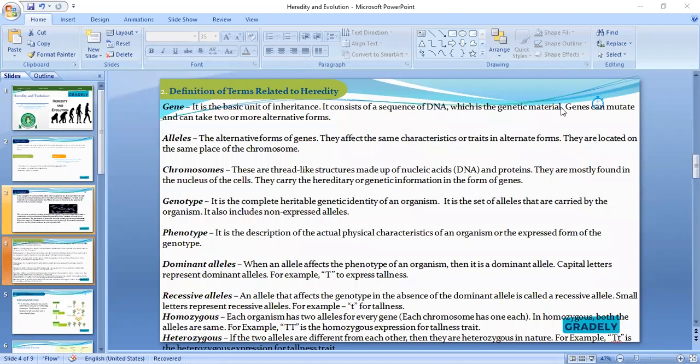So that's good. So now, let's look at the definition of terms related to heredity. Now you begin to look at what we call the gene, alleles, chromosomes, the genotype, the phenotype, now the homozygous, heterozygous, dominant, and recessive alleles. I will explain these terms to your understanding. Now let's look at it in full.